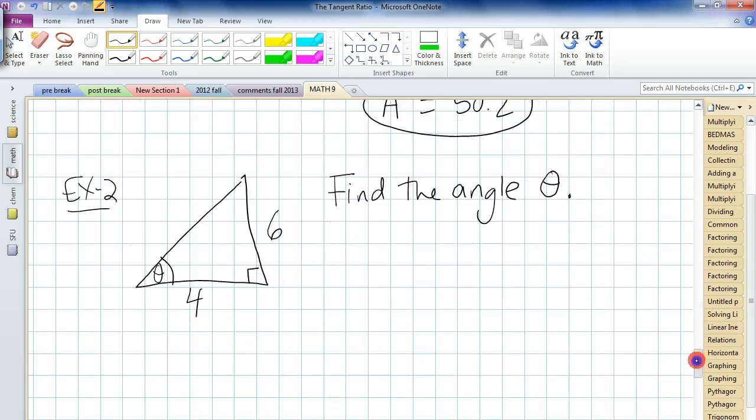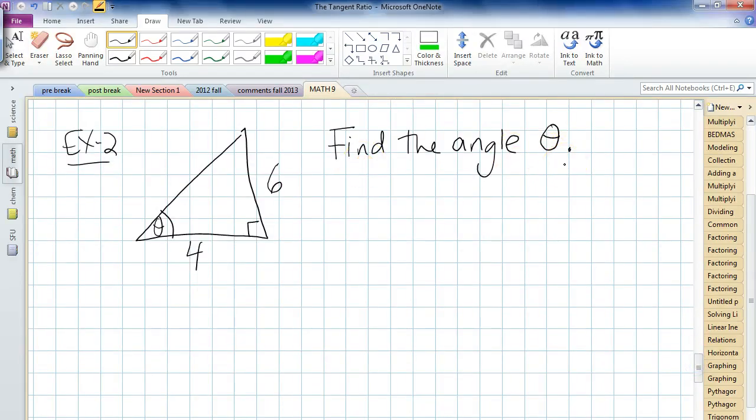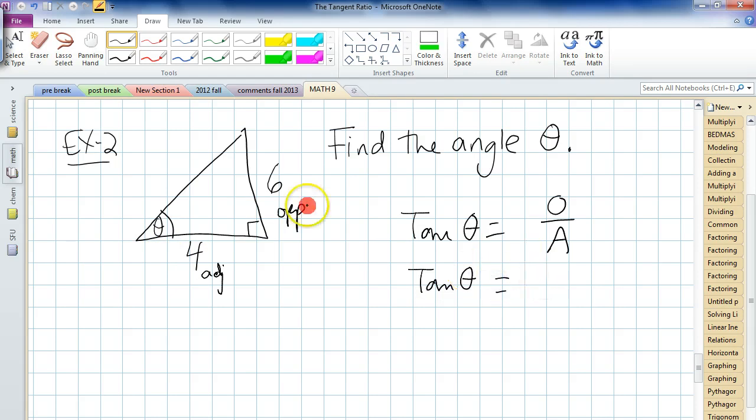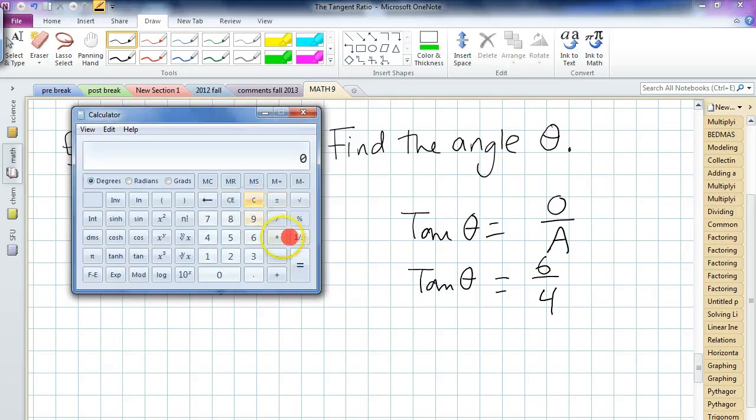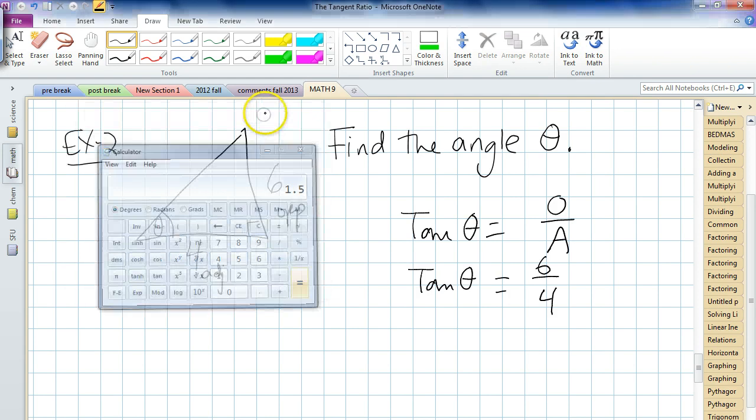Pretty cool. Alright, how about this? Find the angle here. That's another example. Let's say that's the angle, that's the adjacent, that's the opposite. So we know tan theta is equal to opposite over adjacent. We don't know what the missing angle is, so let's just leave it as theta. The opposite side is 6. The adjacent side is 4. 6 over 4 in your calculator is 1.5.